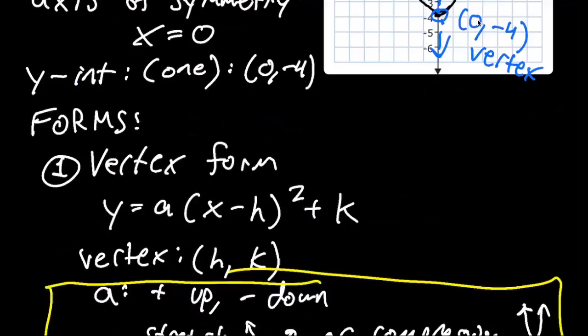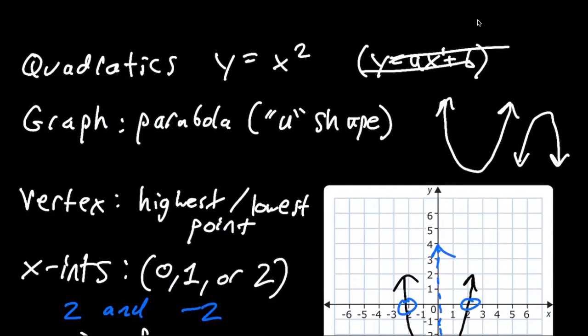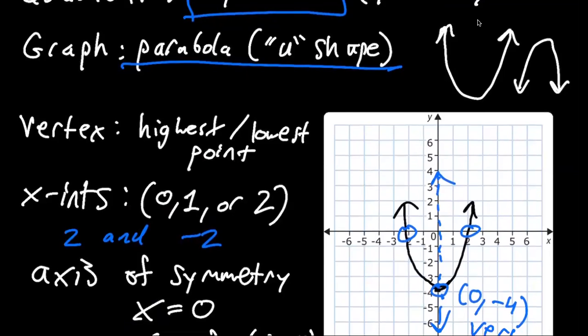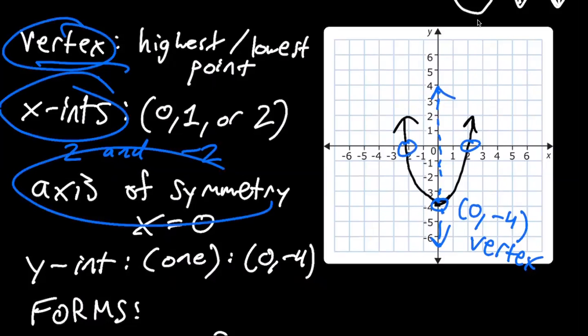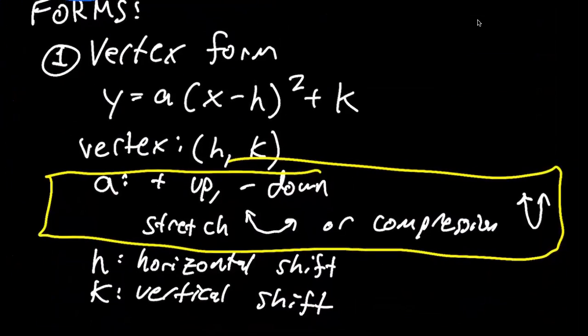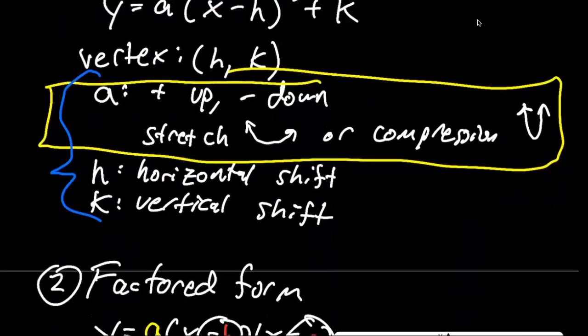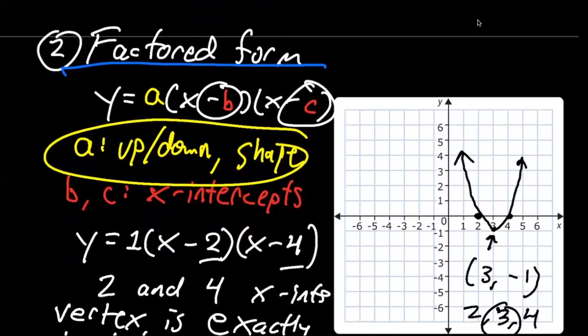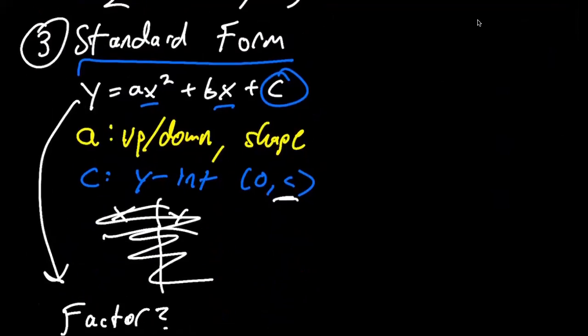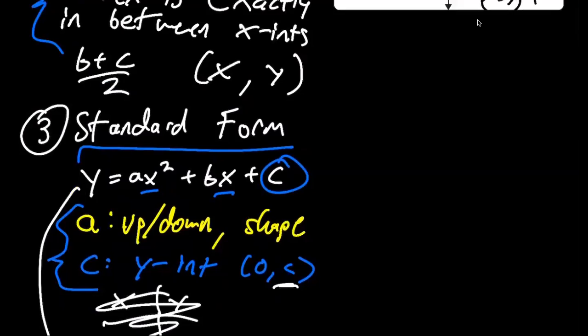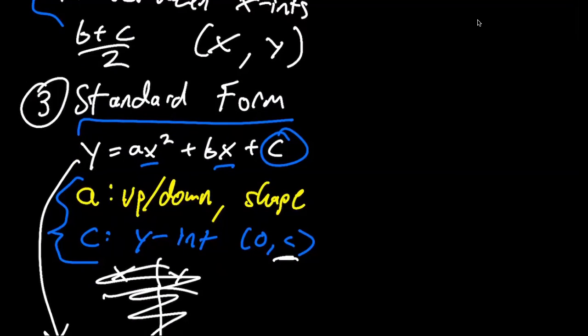So again, a quick recap, looking back at the top, we learned about what quadratics are, having an x squared somewhere. We know that parabolas are U-shapes. We learned about a few key features of our graph: the vertex, x-intercepts, axis of symmetry, y-intercept. We learned about our three forms, vertex form, and the information that those forms give us, factored form, and finally, standard form. So those are the main ideas that we've learned so far in this unit.